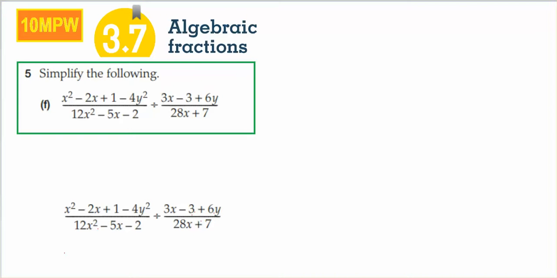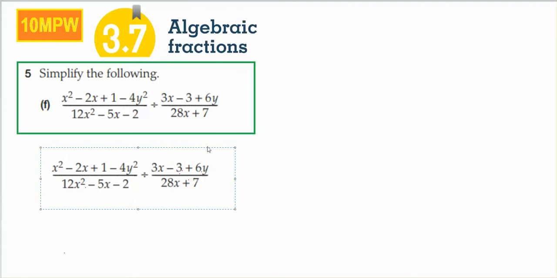This is for Year 10 Methods Pathway. It comes out of 3.7, question 5F, to simplify the following fraction. Remembering that when I have fractions, if I'm dividing fractions, I can change my division into multiply, and then I flip, and the 28x plus 7 becomes the numerator, and 3x minus 3 plus 6y becomes the denominator.